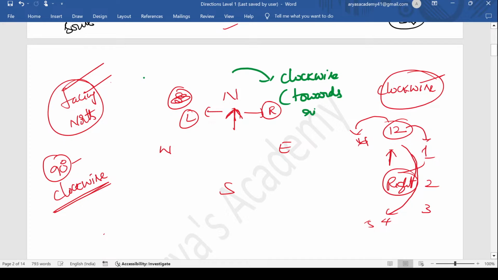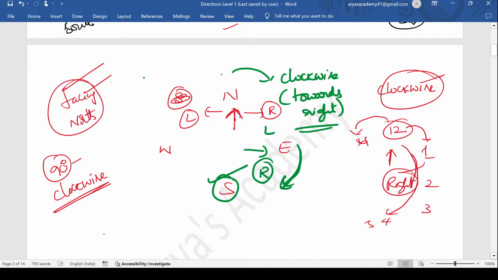Clockwise means towards right. So whichever the direction you are facing, from there you have to turn right. Suppose if you are facing west, if you turn right, you will go to north. Or if you move this way from east, I am facing east, right? This will be my left and this will be my right. If I rotate clockwise, I am going towards my right. What will come? From east, it will be south.